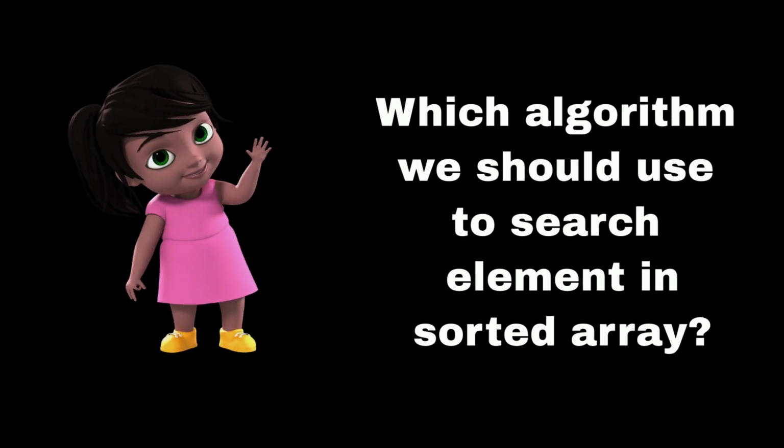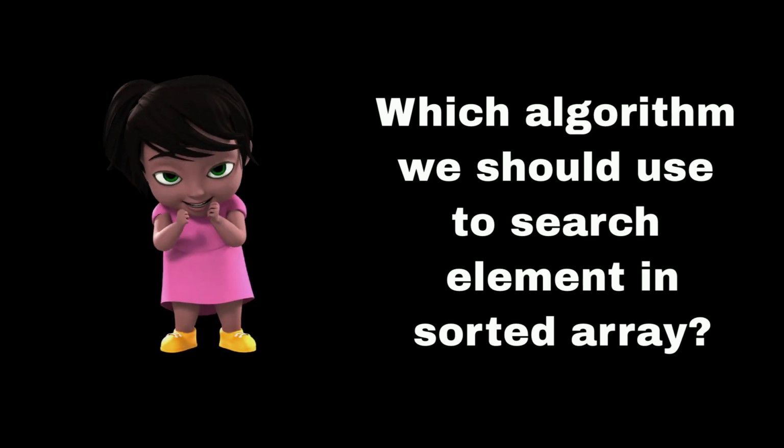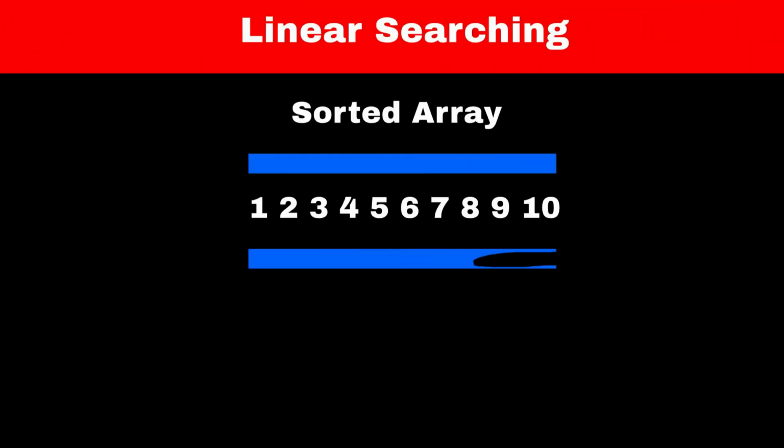Do you know which searching algorithm we should use if we have to search in a sorted array? Consider a sorted array where we have to check if element with the value 6 is present or not. The first way to start searching for an element in an array is to start with the first index.